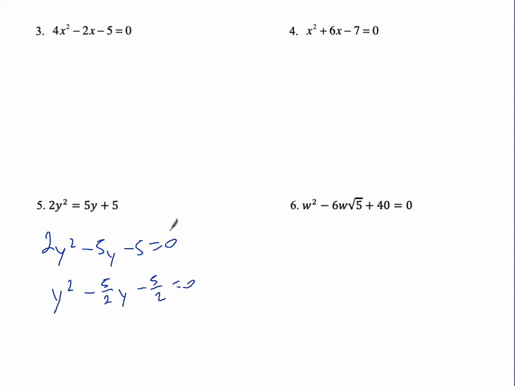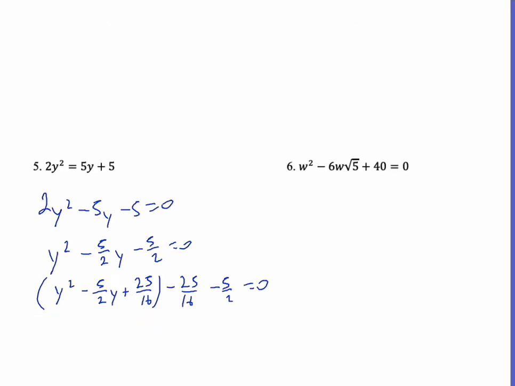And now we have half of 5 over 2 is 5 over 4. 5 over 4 squared is 25 over 16. So then we get a minus 25 over 16, then we get a minus 5 over 2 equals 0. So it's not going to be pleasant. There's lots of fractions in this one.